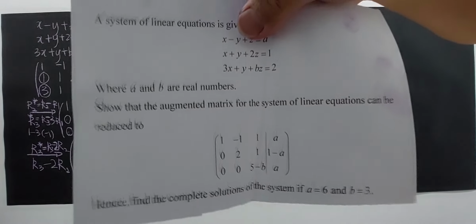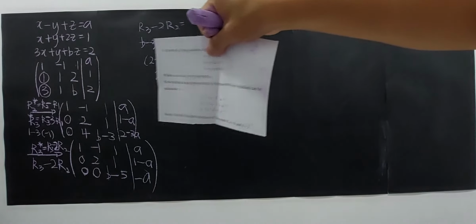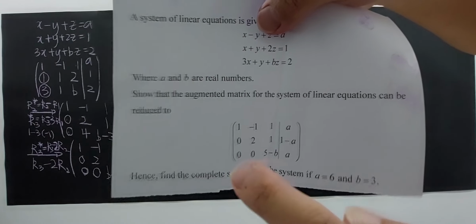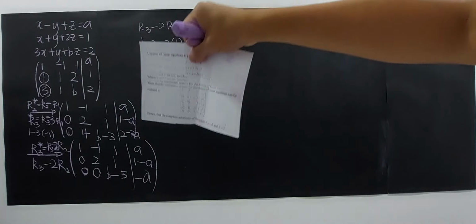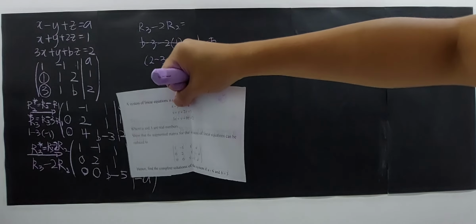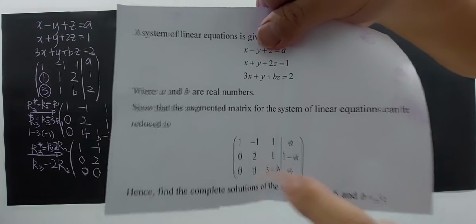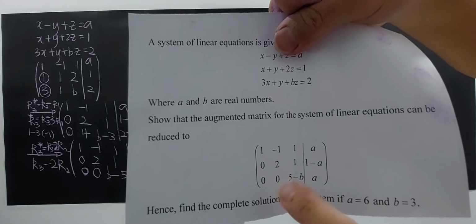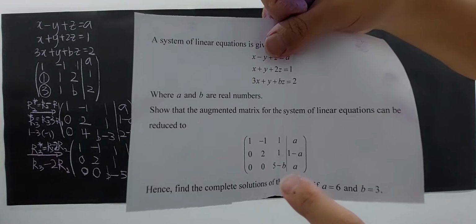Okay? But you check again. If you check again, you will see that the first row is 1, -1, 1, A, right? And then 0, 2, 1, 1 minus A. But the third row will still have some problem here, even though these two are 0. This is B minus 5 and negative A, and this is 5 minus B and A. So the difference is, this is the negative of this, and this is also the negative of the element here, right?